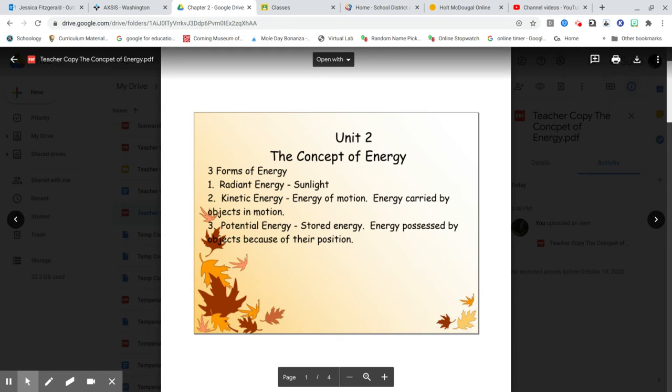We have radiant energy that comes from the sunlight, kinetic energy, which is energy of motion, or energy carried in objects that are moving. And we have potential energy, which is stored energy or energy that objects have because of their position they are currently in. From there, we can break it down into the familiar types of energy, the more specific types like chemical energy, solar energy, mechanical energy, and so on.